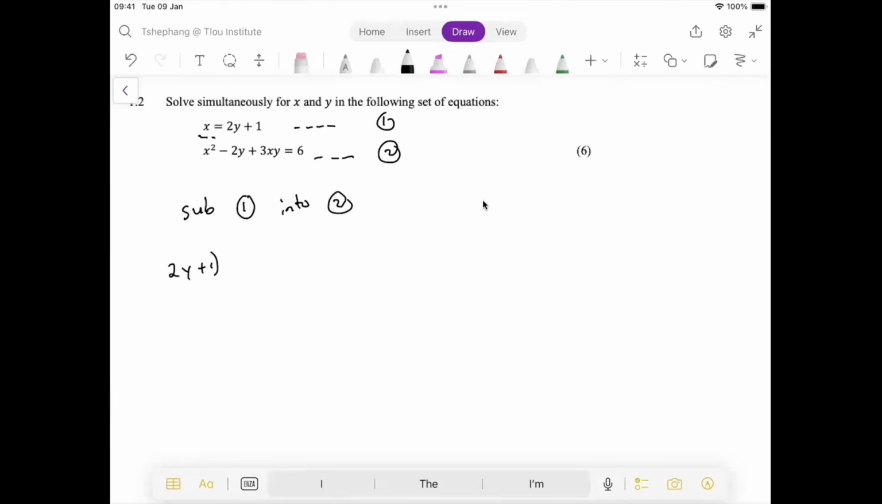2y plus 1, which is squared. That's why I'm writing 2 brackets. Minus 2y plus 3. I'm going to bring the y in front, and then I have x, which is 2y plus 1. This is equal to 6.